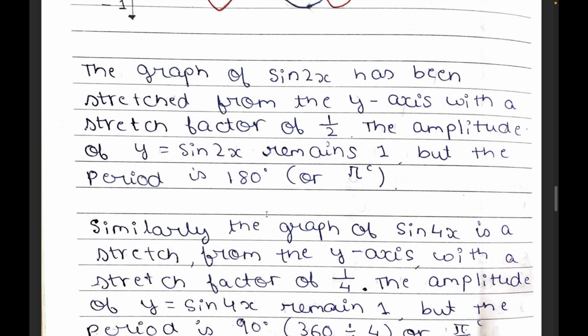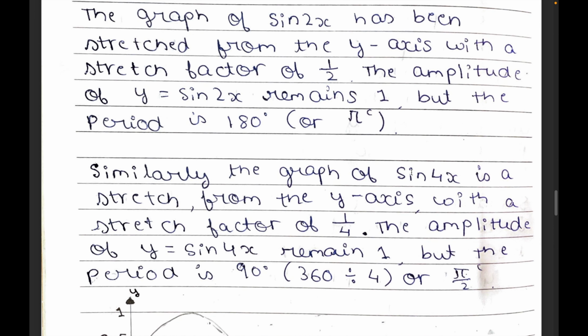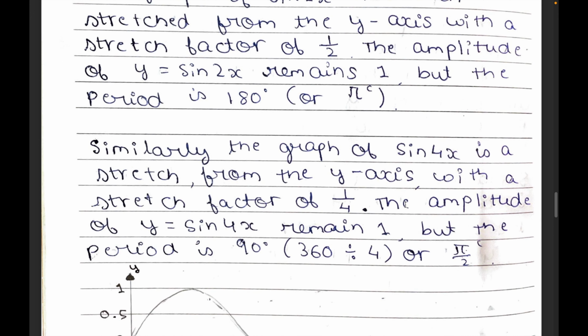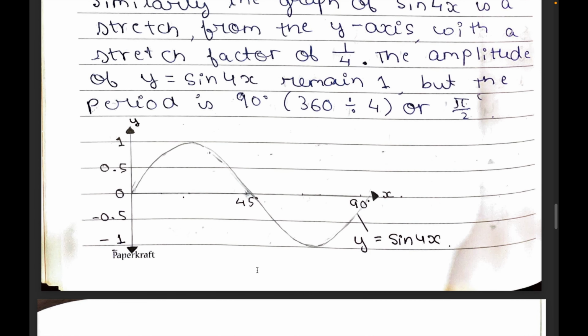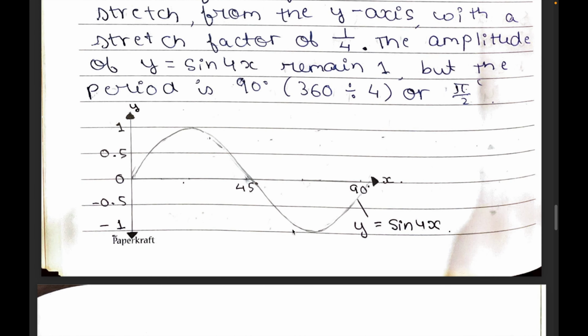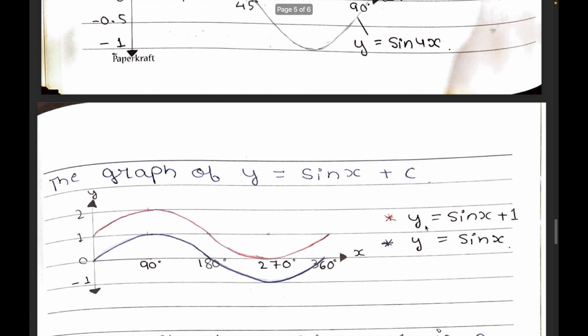So the graph of y equals sine 2x has been stretched from the y-axis by a factor of 1 by 2. The amplitude remains the same and the period would decrease by a factor of 2, which is 180. And then the graph of sine x would be stretched by a factor of 1 by 4 from the y-axis. The amplitude would remain the same, but the period would decrease by a factor of 4. So 360 by 4 is 90 degrees, or it can also be written as pi by 2. So this would be the graph of y equals sine 4x.